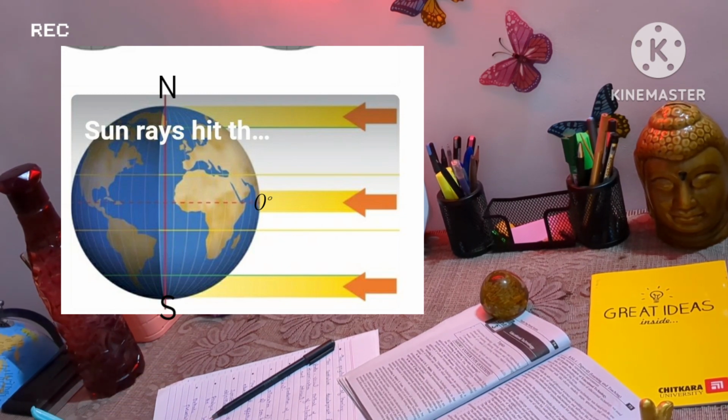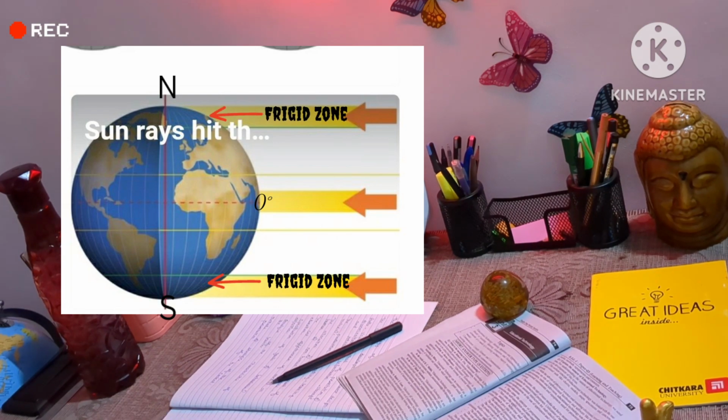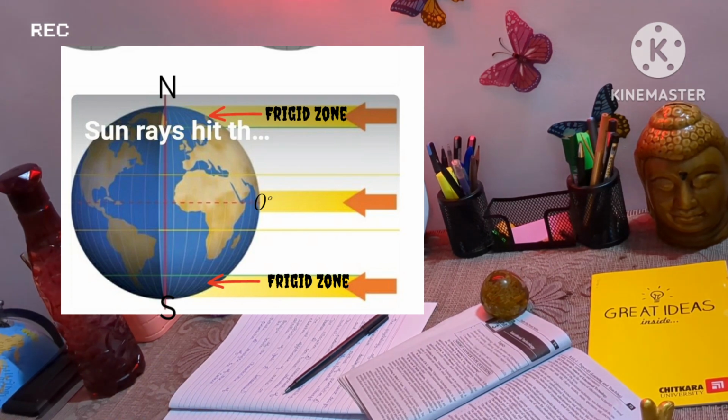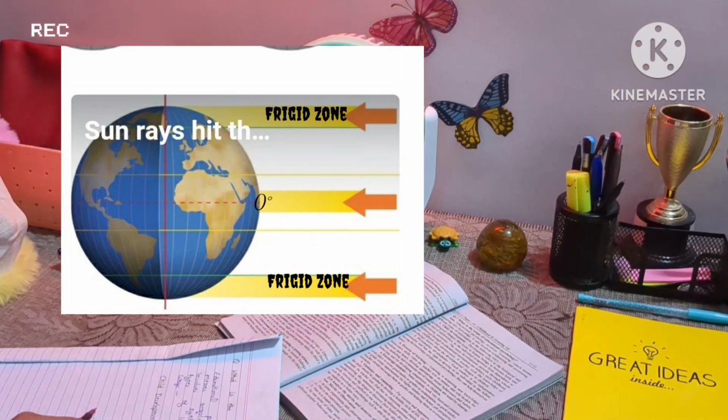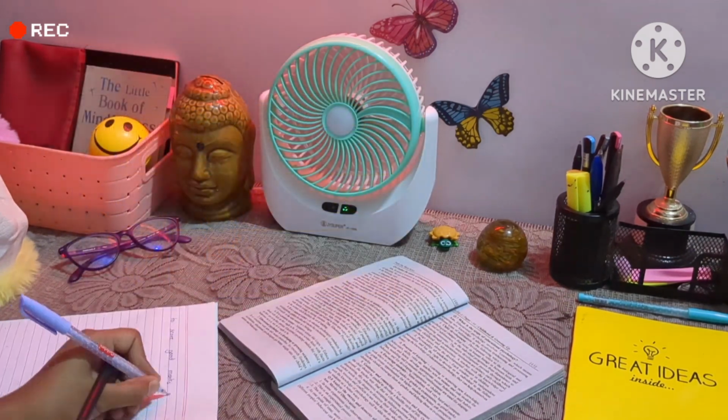Areas above the Arctic Circle and below the Antarctic Circle are very cold. The sun does not rise above the horizon and provides less heat. The angle of sun rays keeps decreasing towards the poles. Hence, this area is called the frigid zone.